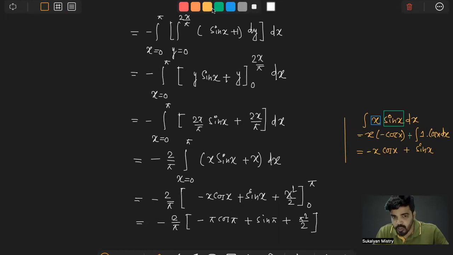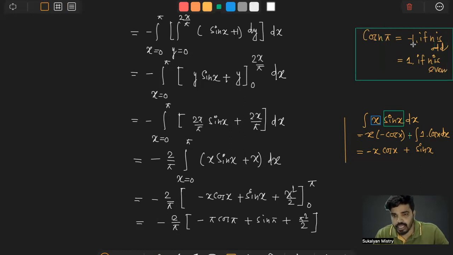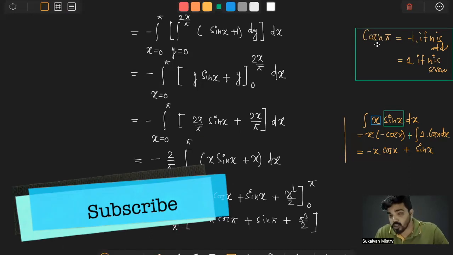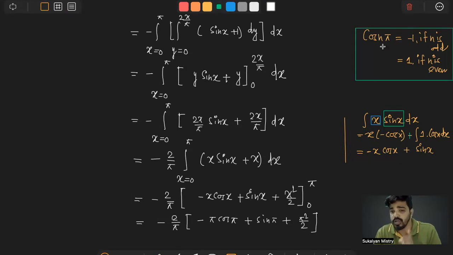It should be noted that cos n pi equals -1 if n is odd, and equals 1 if n is even. So cos 3 pi is -1, cos 5 pi is -1, cos 2 pi is 1, cos 4 pi is 1. So cos n pi is -1 if n is odd, and +1 if n is even. This point should be noted. So cos pi is -1.